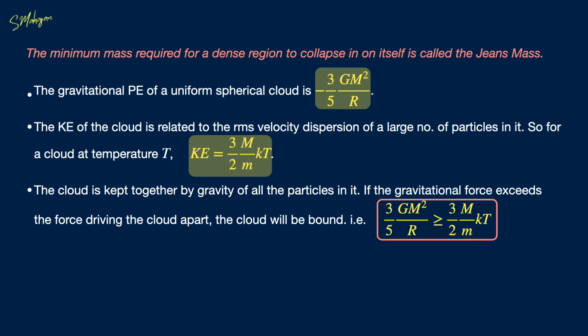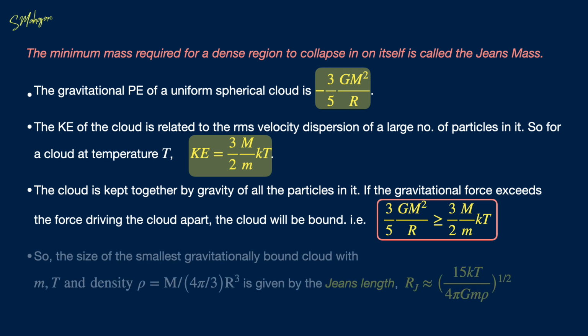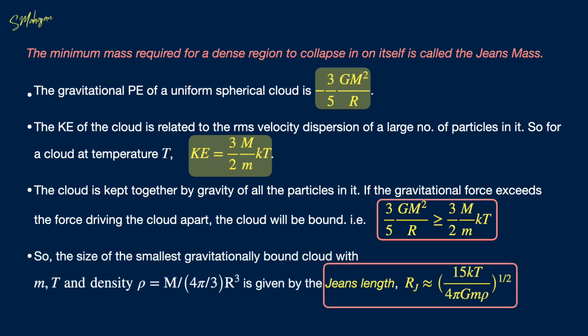This condition is known as the Jeans criterion and implies that the size of the smallest cloud which will collapse is given by the corresponding Jeans length. Don't be put off by the complicated looking expression. If you look carefully, besides the constant terms, this Jeans length is only dependent on three parameters: the temperature of the cloud T, the density of the cloud ρ, and the average mass of its constituent particles denoted by a small m.